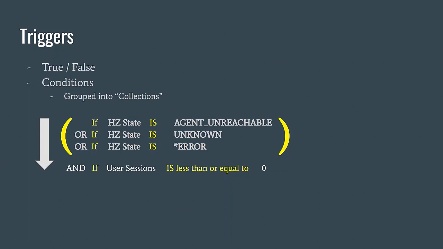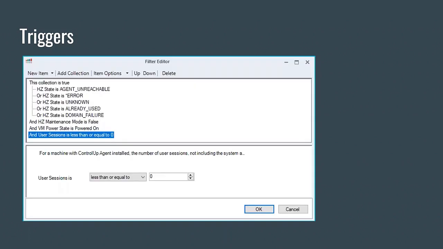So as an example of using a collection with additional conditional statements, here is what it looks like. So this collection is true. We're looking for HZ state is agent unreachable, in error, unknown, already used, domain failure, and HZ maintenance mode is false, and VM power state is powered on, and user session is less than or equal to 0. So if we wanted to think aloud here about what we're actually accomplishing: obviously we're looking for the Horizon agent state to be in some kind of failure. And the same is true for Citrix, although Citrix has fewer failure states here. I think unregistered is usually the biggest one. But in the Horizon one, they've got lots, so it's just a little bit more interesting.